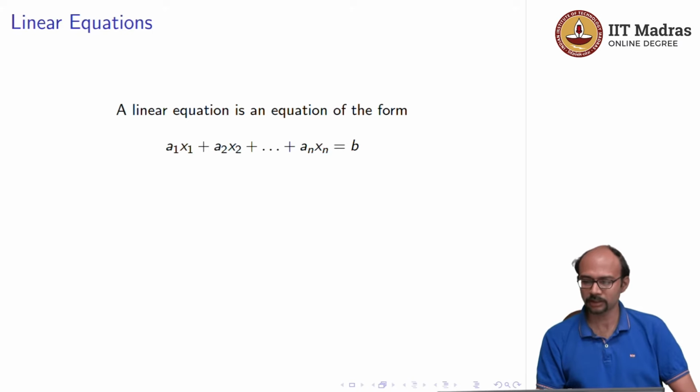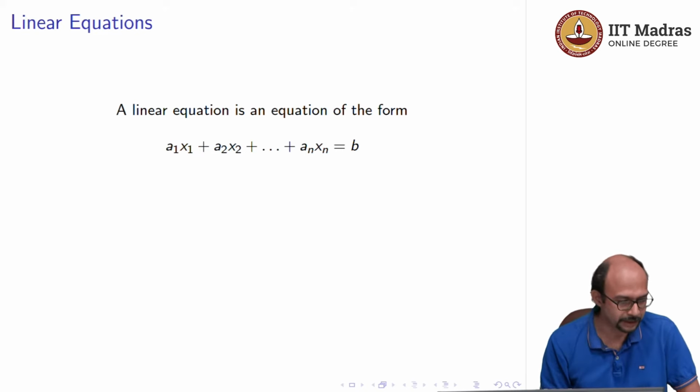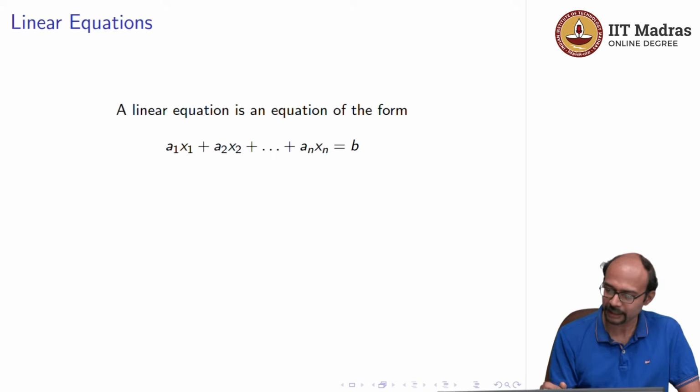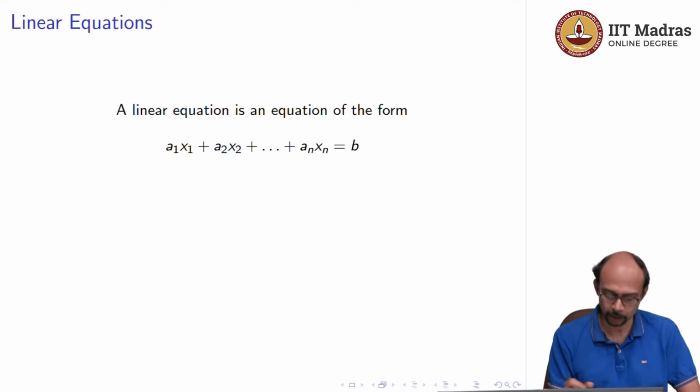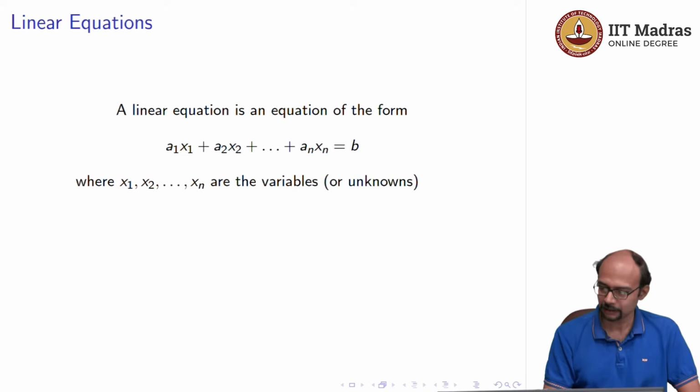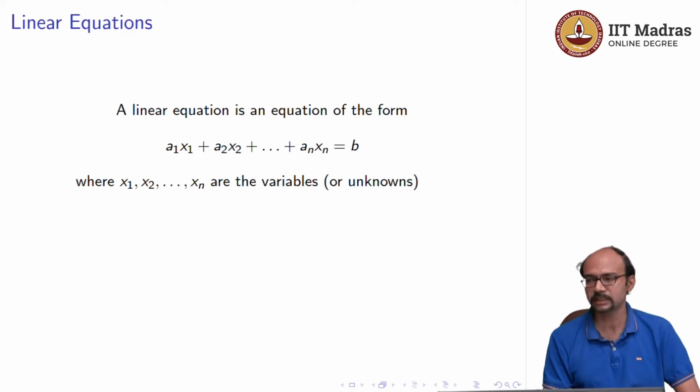So what is a system of linear equations? Before that, we have to ask what is a linear equation? A linear equation is something of the form a1x1 plus a2x2 plus anxn is b. This is what a linear equation looks like. What are the x1, x2, xn? These are variables or unknowns, the things that we want to compute. This was like the x, y, z in our previous example.